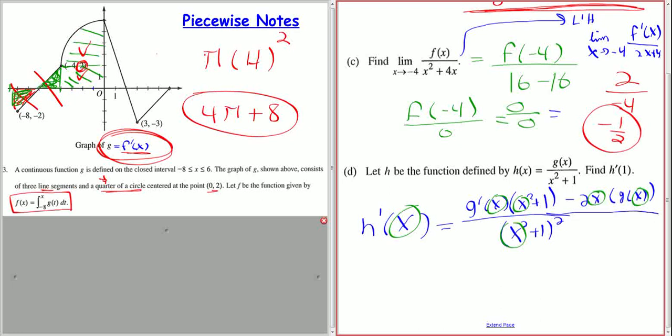There might be some work involved, obviously, but this is our last part. So we have h prime of 1 equals g prime of 1, and then we can plug into that other one, x squared plus 1. That's going to be just 2, minus 2, and then g of 1. And then the bottom of the fraction, I think, will just be 4. So not too bad.